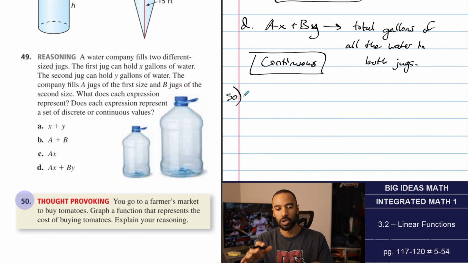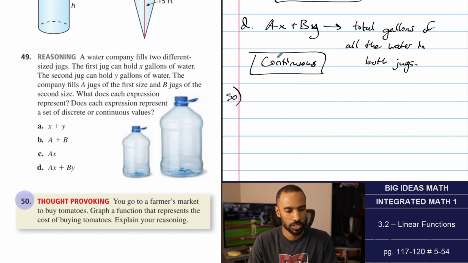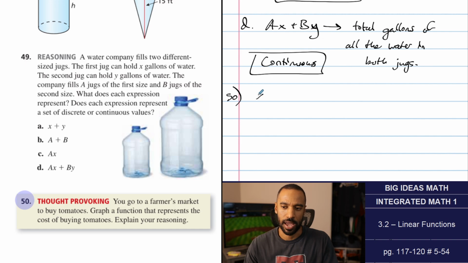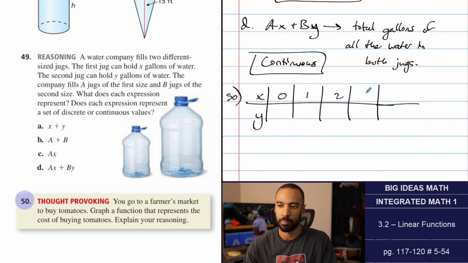So 50 cents a tomato, but you either buy this tomato or you don't, right? I talked about picking apples from a basket. You either pick the apple or you don't. They said graph it, so let's do kind of an XY there in the same way. I know tomatoes can be a hot commodity. You might not buy any tomatoes, or you might buy 1, 2, 3, 4. Let's just go up to 5.